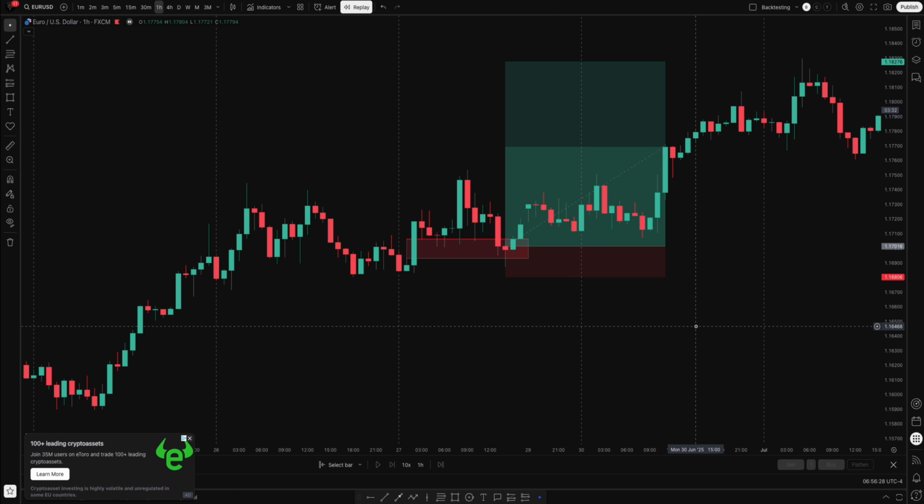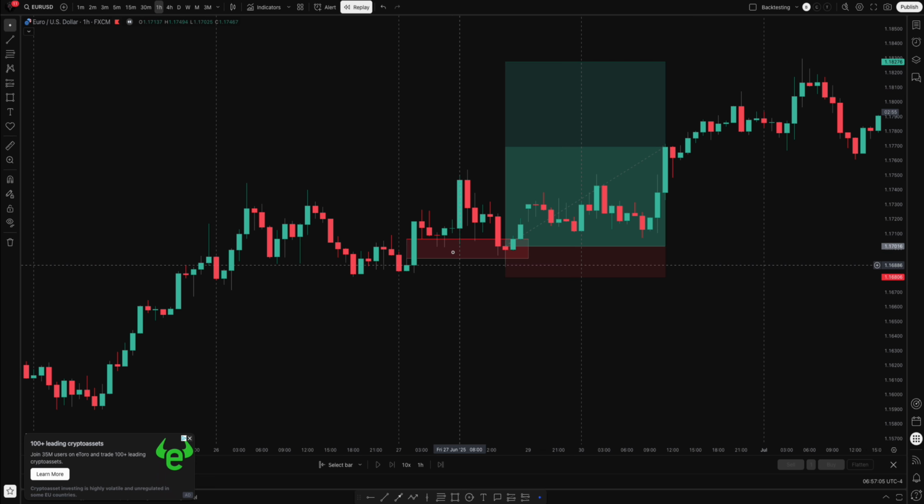If you know ICT concepts and you subscribe to them, or if you even use trend lines. So for example, right here, we have a trend line, a beautiful trend line that has held multiple times. And on the last touch, right here, we see the hammer forming. So these candlestick patterns could be used with a lot of different concepts.